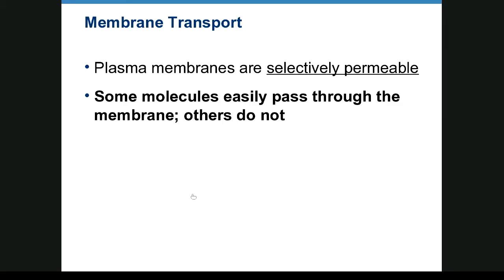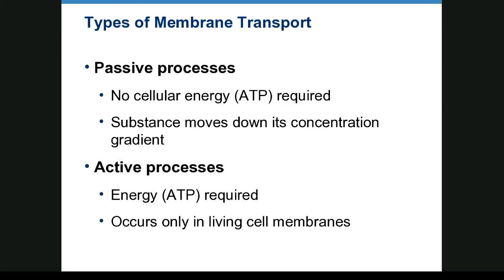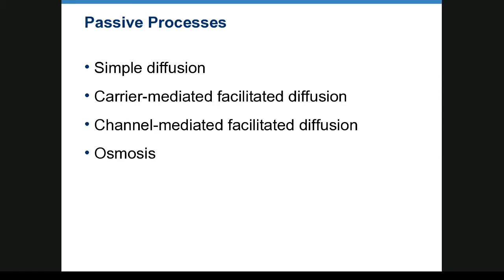Membrane transport. Okay, the membranes are selectively permeable. Some molecules easily pass through the membrane, others do not. And we'll get into that further, but then types of membrane transport. Passive processes do not require energy or ATP. The substance just moves down its concentration gradient from an area of high concentration to low concentration. And then active transport requires ATP, and this can only occur in living membranes. Okay, we'll look at each of these individually.